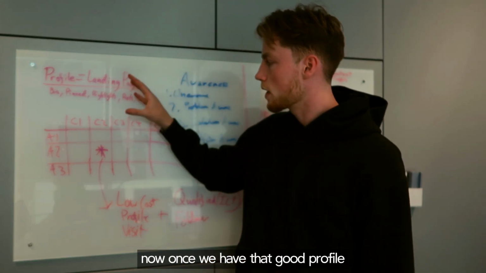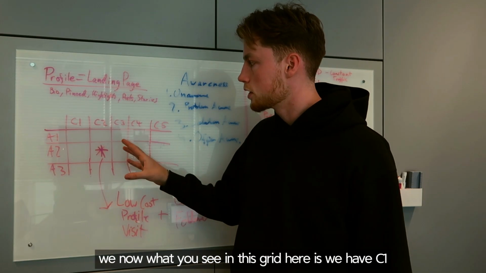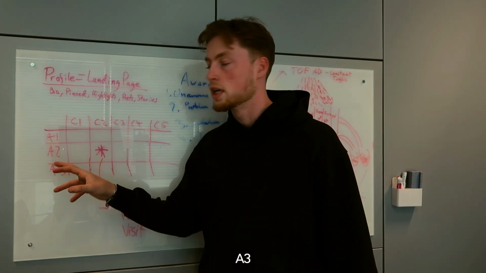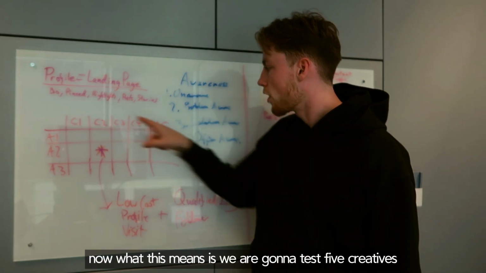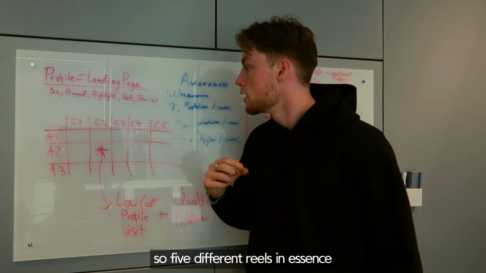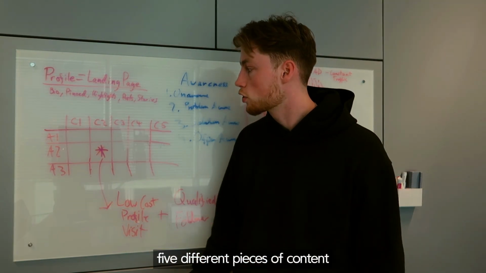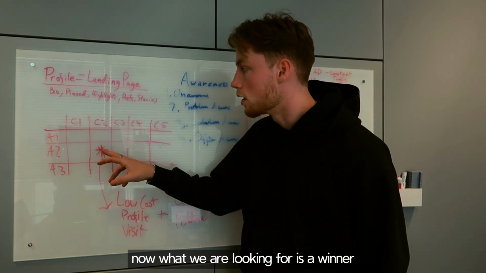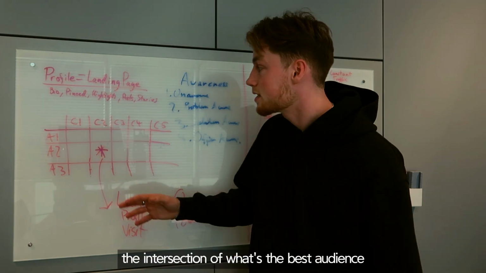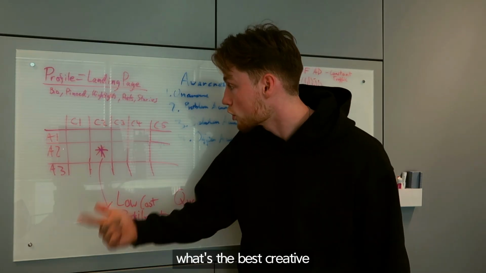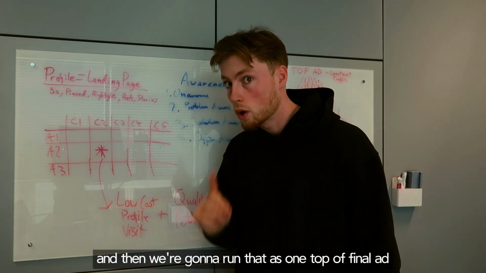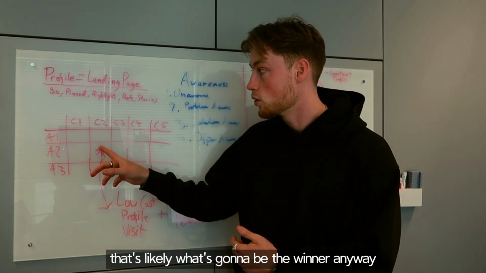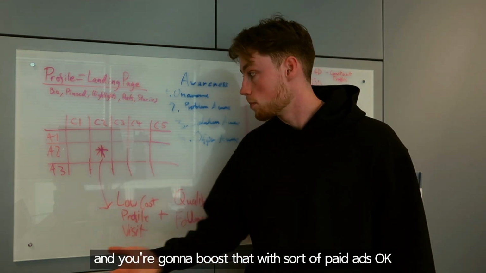Now, once we have that good profile, what you'll see in this grid here is we have C1, C2, C3, C4, C5, A1, A2, A3. Now what this means is we're going to test 5 creatives, so 5 different reels, in essence, 5 different pieces of content across 3 audiences. Now, what we are looking for is a winner. So a winner is basically the intersection of what's the best audience, what's the best creative, and then we're going to run that as one top of funnel ad. So you're going to take your best performing piece of content, that's likely going to be the winner anyway, and you're going to boost that with paid ads.